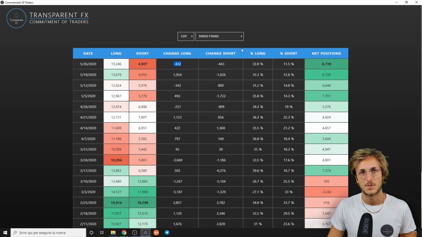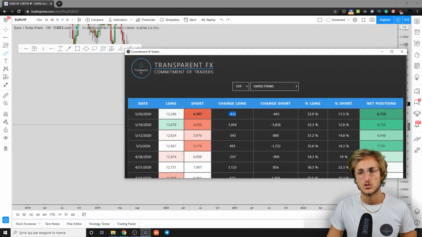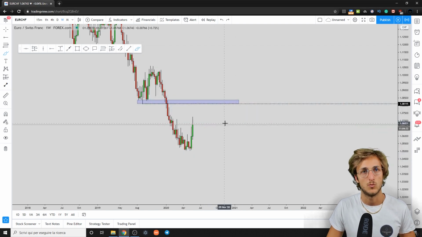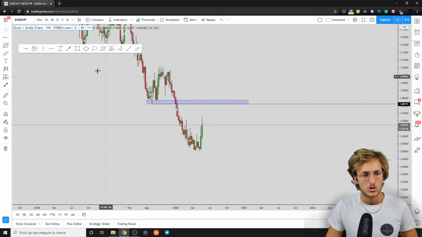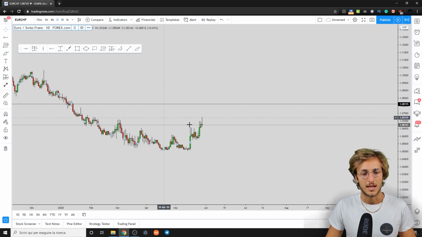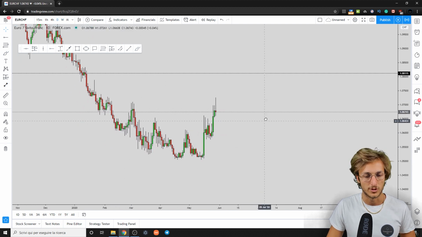So at the moment, from a CHF perspective, we must acknowledge that it is strong, but we can expect the euro to continue to get stronger than the CHF, so for EURCHF to continue the move to the upside. So let's go down to the daily and see what kind of situation we have there.